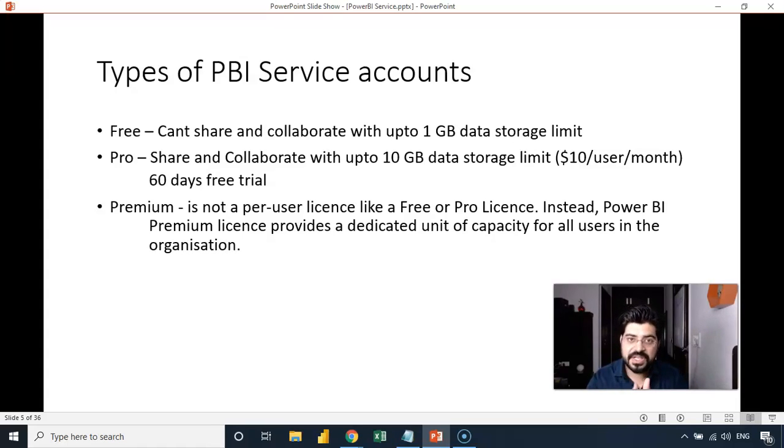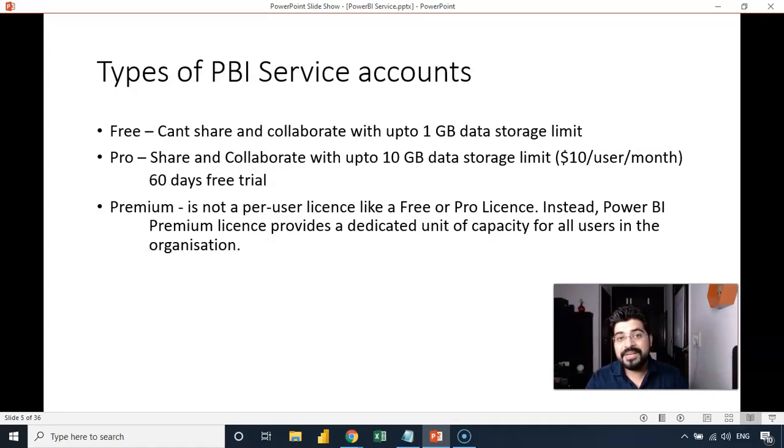Now, as I've already mentioned, one major difference is the storage limit. 1 GB for the free account on Power BI service and 10 GB for a pro license. And that costs around $10 per user per month. And also the best part is that it comes with 2 months of free trial. So at the time of going through this course, you can actually access it with a free trial. I'm going to show you how we can create the account also in the coming video, and how to access Power BI service, everything in detail. So the good news is that you can have a 60-day free trial.